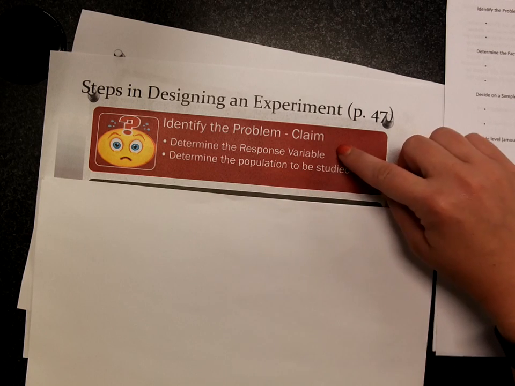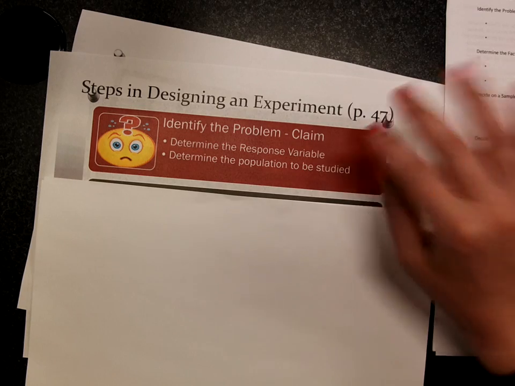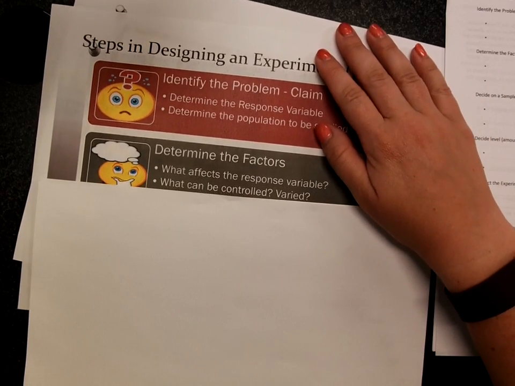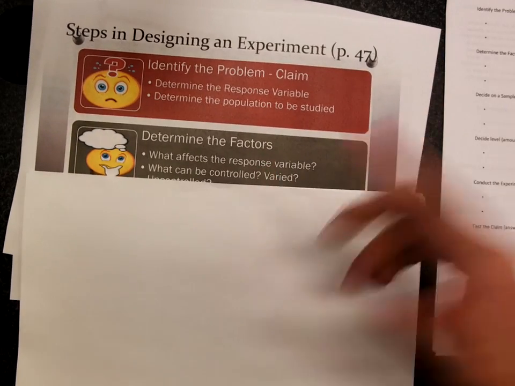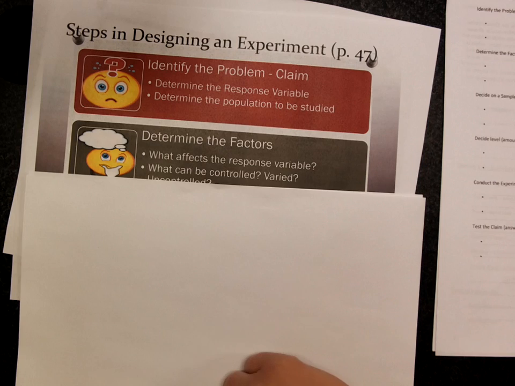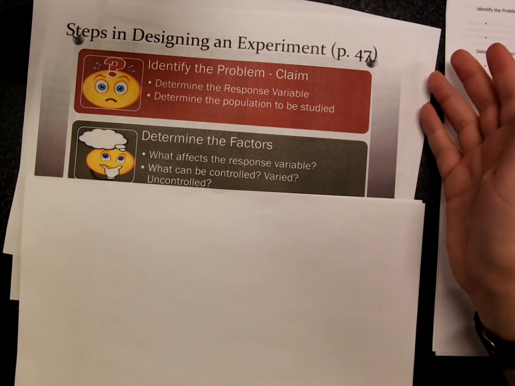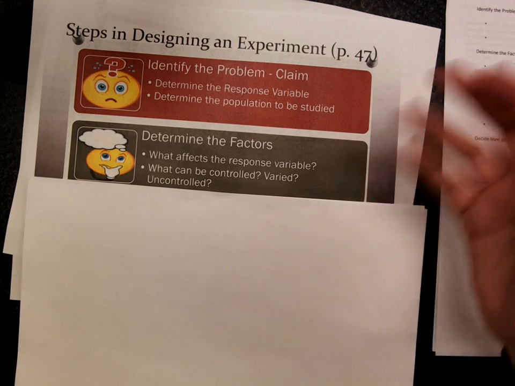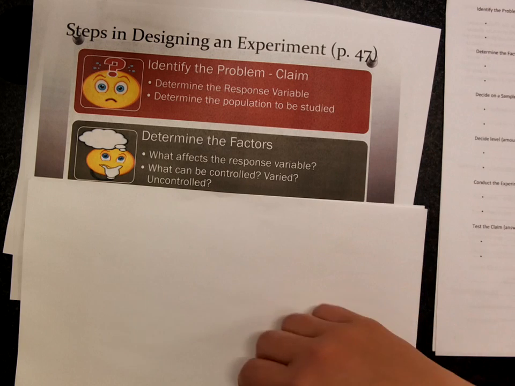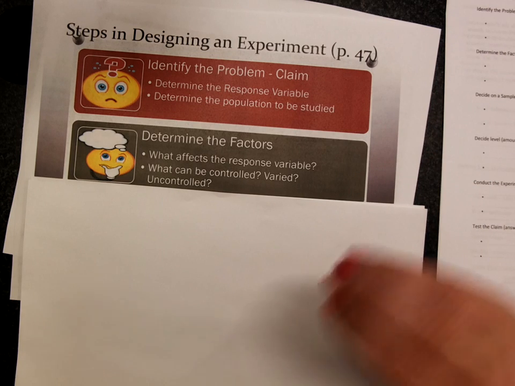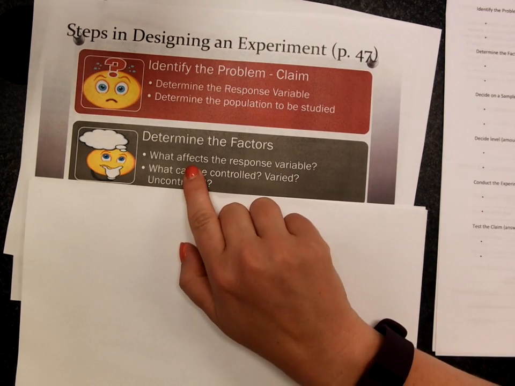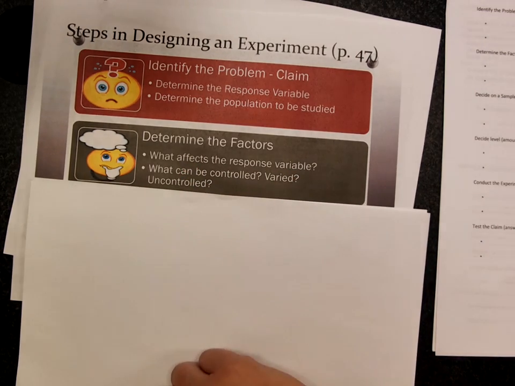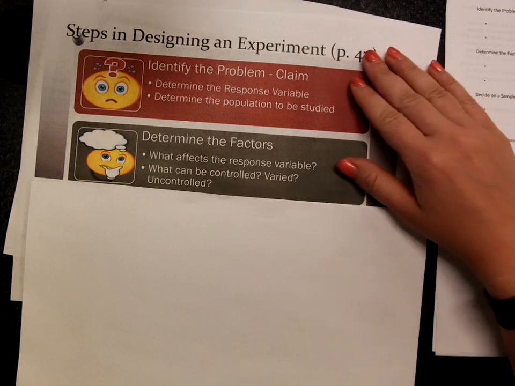What am I trying to measure, and who am I measuring, or what am I measuring? And then you determine the factors. What are the effects of the response variable? What can be involved in trying to measure that response variable? What can be controlled? What can be varied? What are some things that we maybe cannot control for? So you really think about what aspects of this experiment we are measuring. What affects what we're measuring? What can we control? What can't we control? And what are we going to vary? That usually takes a lot of time.